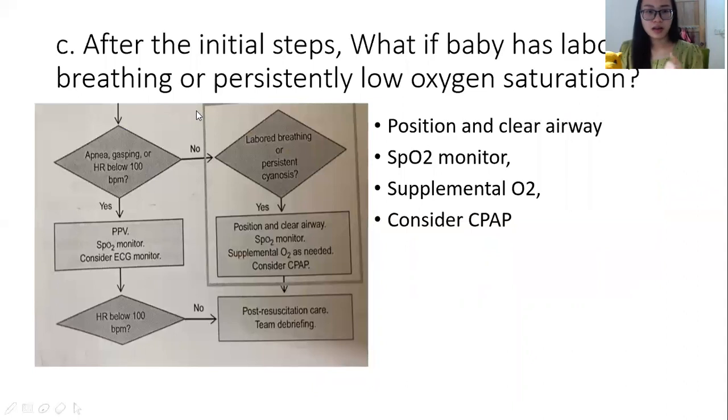What if the baby is breathing, but the breathing is very mild, shallow, and labored, with persistently low oxygen saturation? Then we have to repeat the procedure of positioning and clearing the airway, SpO2 monitoring, and give supplemental oxygen. For example, we can give free flow oxygen by a tubing, which we place just near the nose and mouth of the baby. We can also consider CPAP.